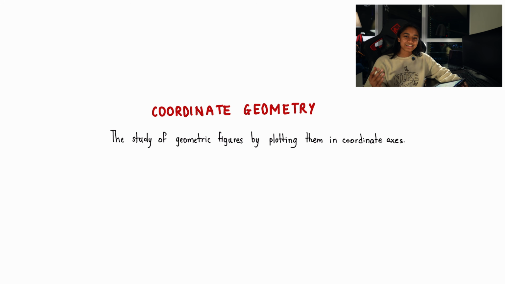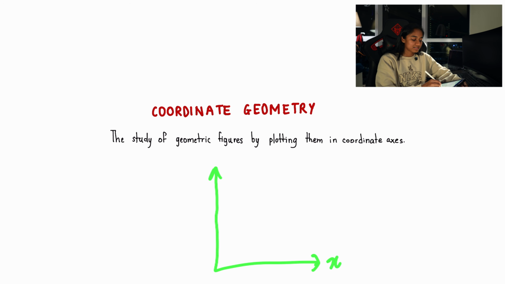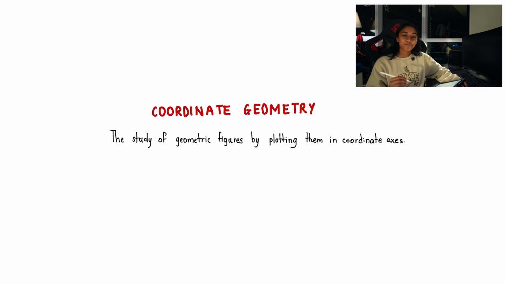Coordinate geometry is the study of geometric figures by plotting them in coordinate axes. So the coordinate axes would be x and y axes. Okay? And now before we get into anything more complicated, we are going to go through the fundamentals, and that begins with the gradient of a line.